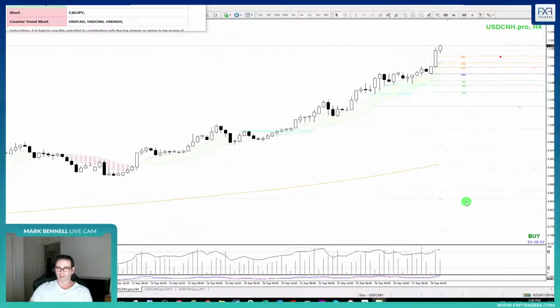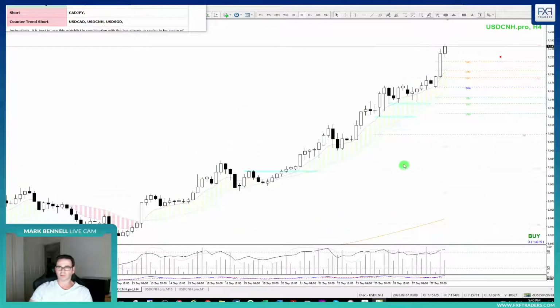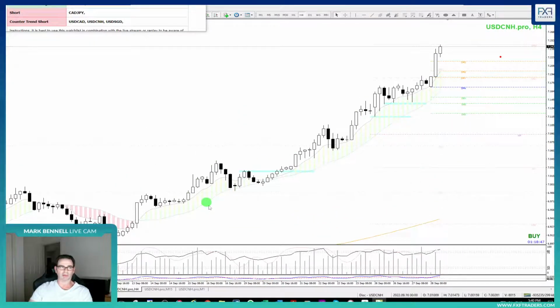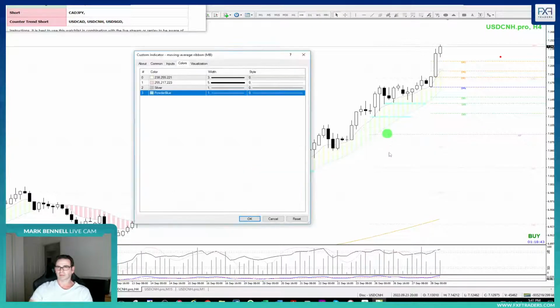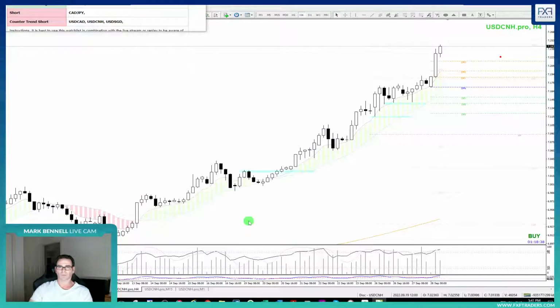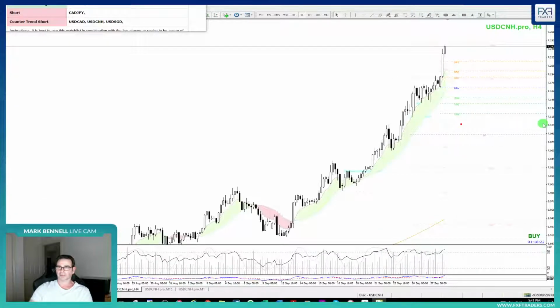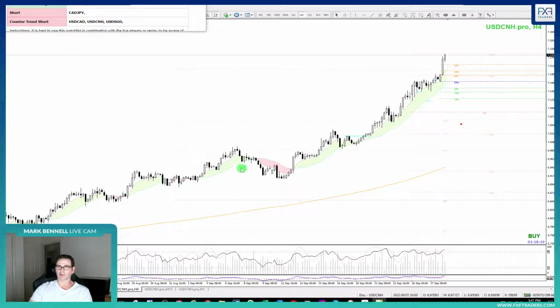Got my nice little pretty ribbon through here I was playing around with. Yeah, it just makes it easy to see, doesn't it? So that's just a ribbon between the 8 and the 20. Kind of colours itself in. Looks good, doesn't it?